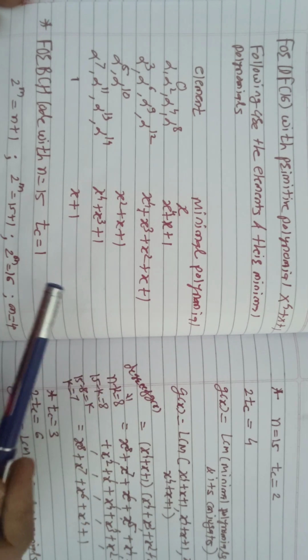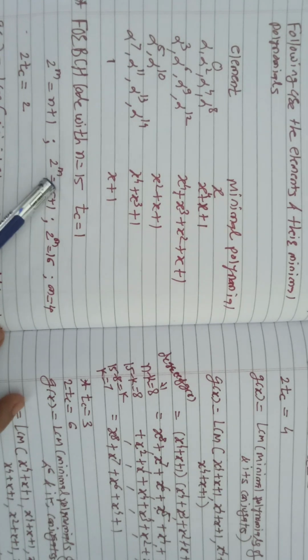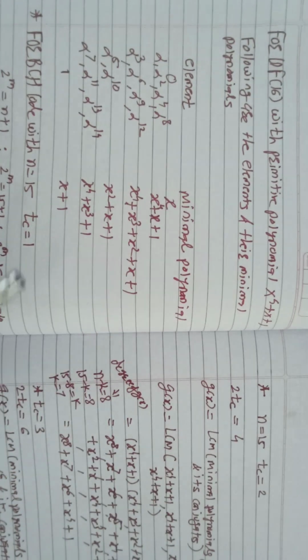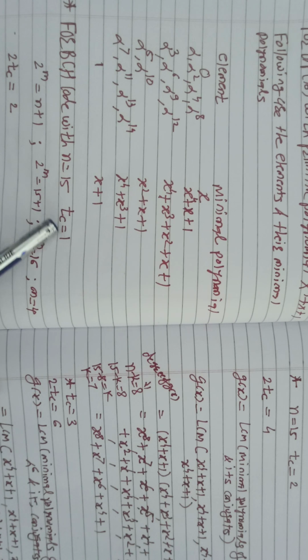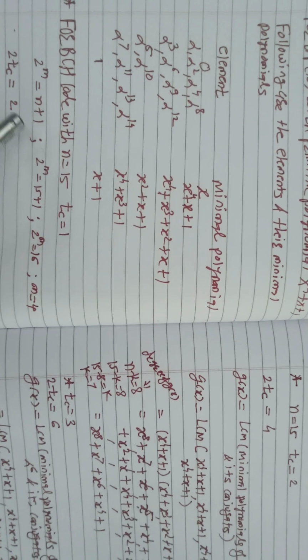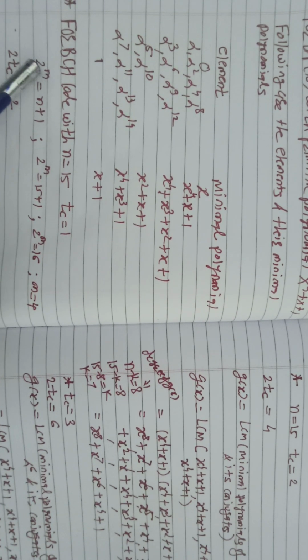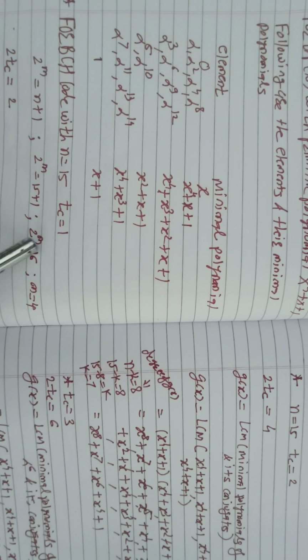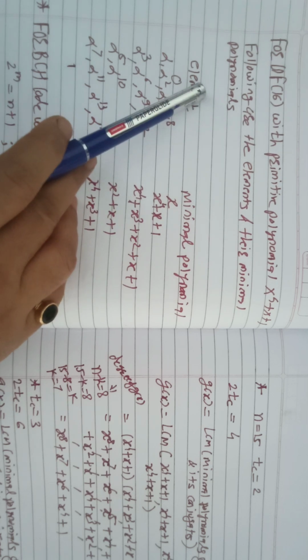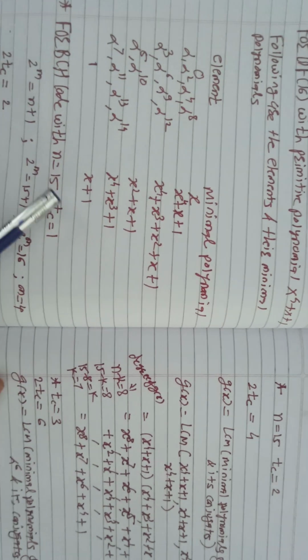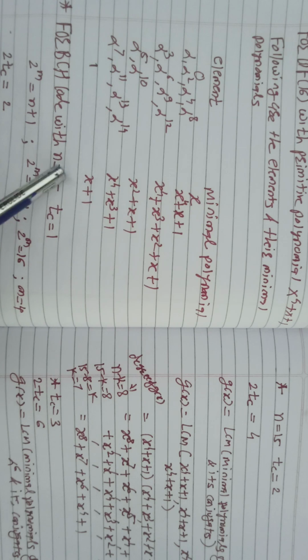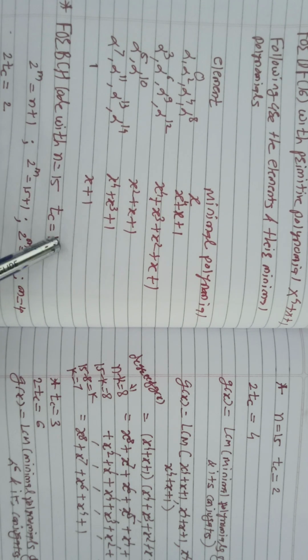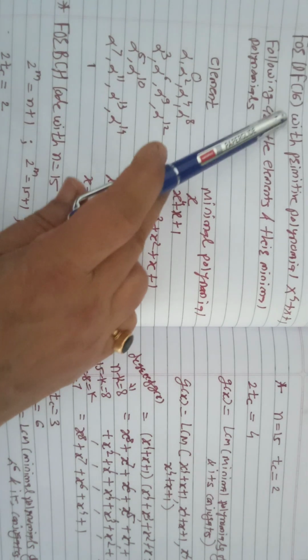You can check the question paper and see how questions come. So for BCH code with n equal to 15, we have to use Galois field 16. TC, that is error correction capacity, is 1. Now we have to obtain m, where 2 raised to m is equal to n plus 1. So 2 raised to m is equal to 15 plus 1, that is 16, that is m equal to 4. That's why we have used Galois field 16, because 2 raised to 4 is 16. So m is obtained with these two inputs.